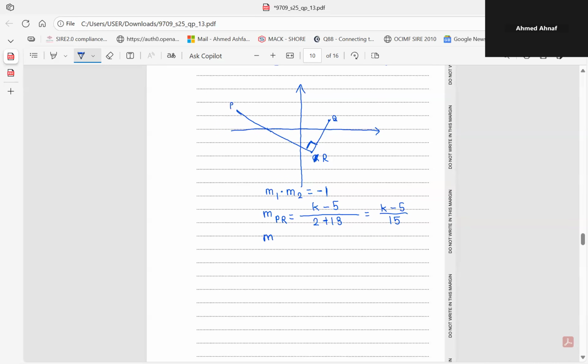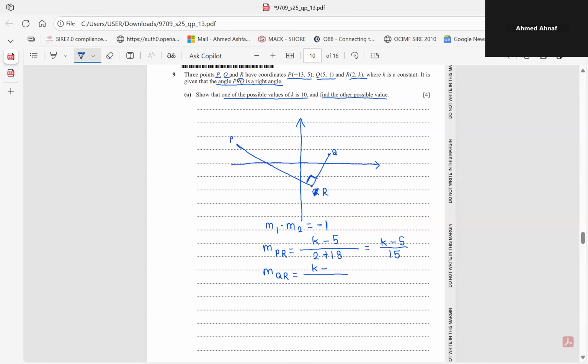Now let's find the gradient of the line QR. To do that, we're going to have to subtract the y-coordinate of R, which is K, minus the y-coordinate of Q, which is 1, over the x-coordinate of R, which is 2, minus the x-coordinate of Q, which is 5. So this would be K minus 1 over minus 5 plus 2, that's minus 3.